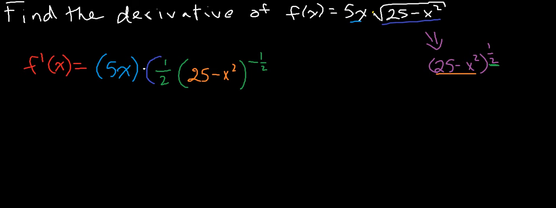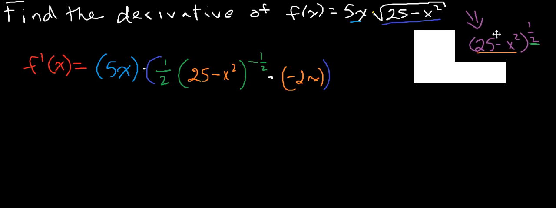And then we're going to multiply by the derivative of the inside. And the derivative of the inside, well, the derivative of the constant 25 is going to go to 0, and the derivative of negative x squared is negative 2x. So we'll write that as negative 2x. But we're not done, because again, I'm going to want to move this all out of the way.